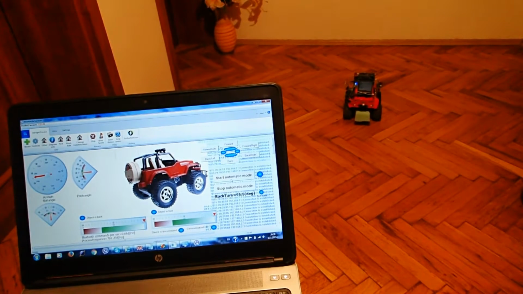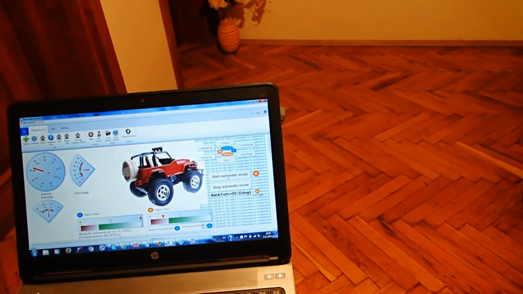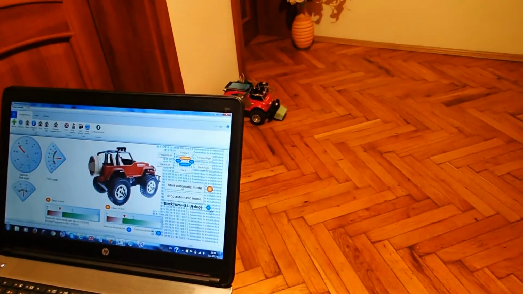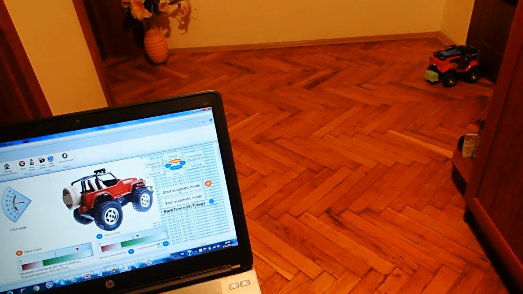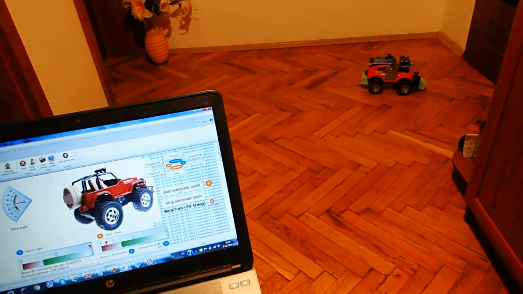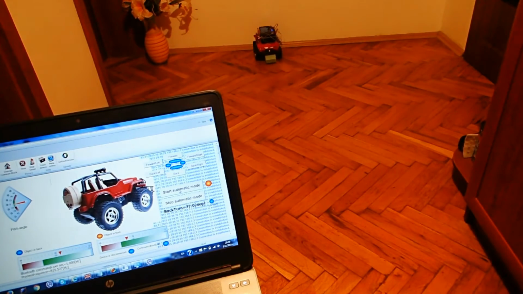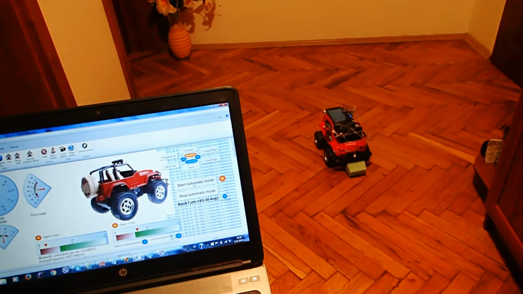Okay, let's start the car in automatic mode. It moves in front direction, stops, back left direction until 90 degrees, starts in front direction, stops, back left direction until 90 degrees, stops, starts in front direction. I will stop the automatic mode.